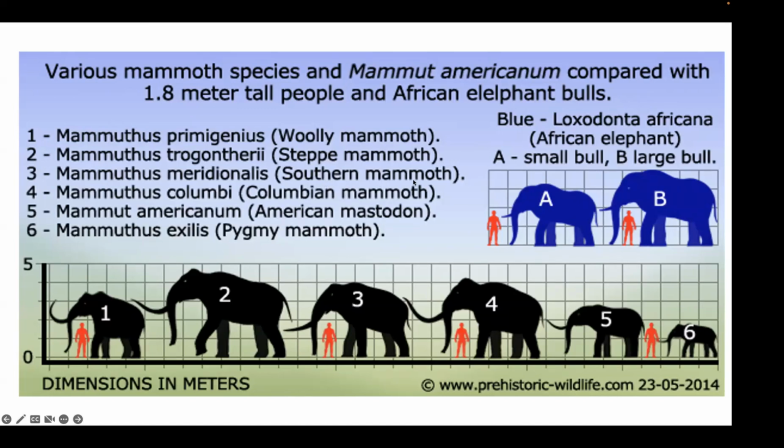And then there's the southern mammoth, the Columbian mammoth, which was mostly present in the lower 48 states of the United States, and the American mastodon, which many of you will have heard of, which is a slightly different species from a slightly different branch of the family. And then the pygmy mammoth, many of which are found, for example, on small islands off the coast of California. So you have all these different types of elephants.